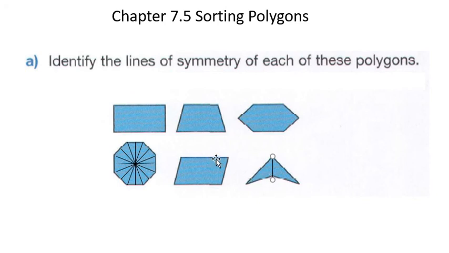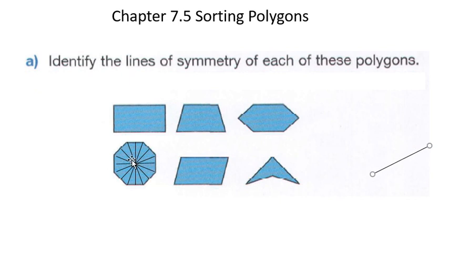This parallelogram, the way it's drawn, has exactly 0 lines of symmetry. There is no way we would be able to fold this parallelogram so it lands exactly one half on the other half. It would just never fit any which way that we did it. It would always have some overlap. So there are 0 lines of symmetry here.